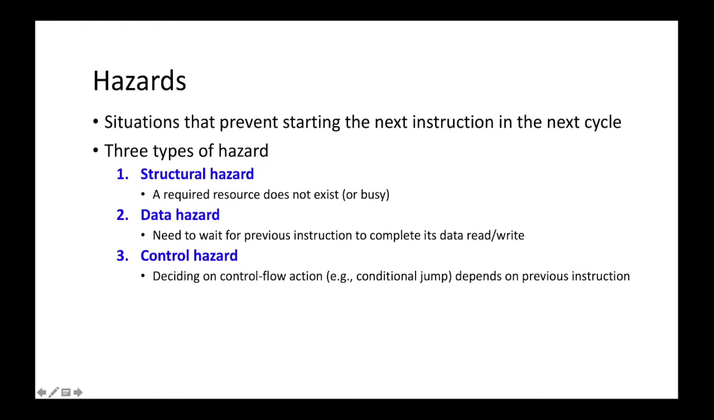The structural hazard occurs when a required hardware resource does not exist, is busy, or has a conflict. The data hazard occurs when an instruction needs to wait for a previous instruction to complete its data read or write. The control hazard occurs because the hardware does not know which instruction to fetch until it knows the conditional branch outcome. So these are situations where instruction pipelining is impossible.